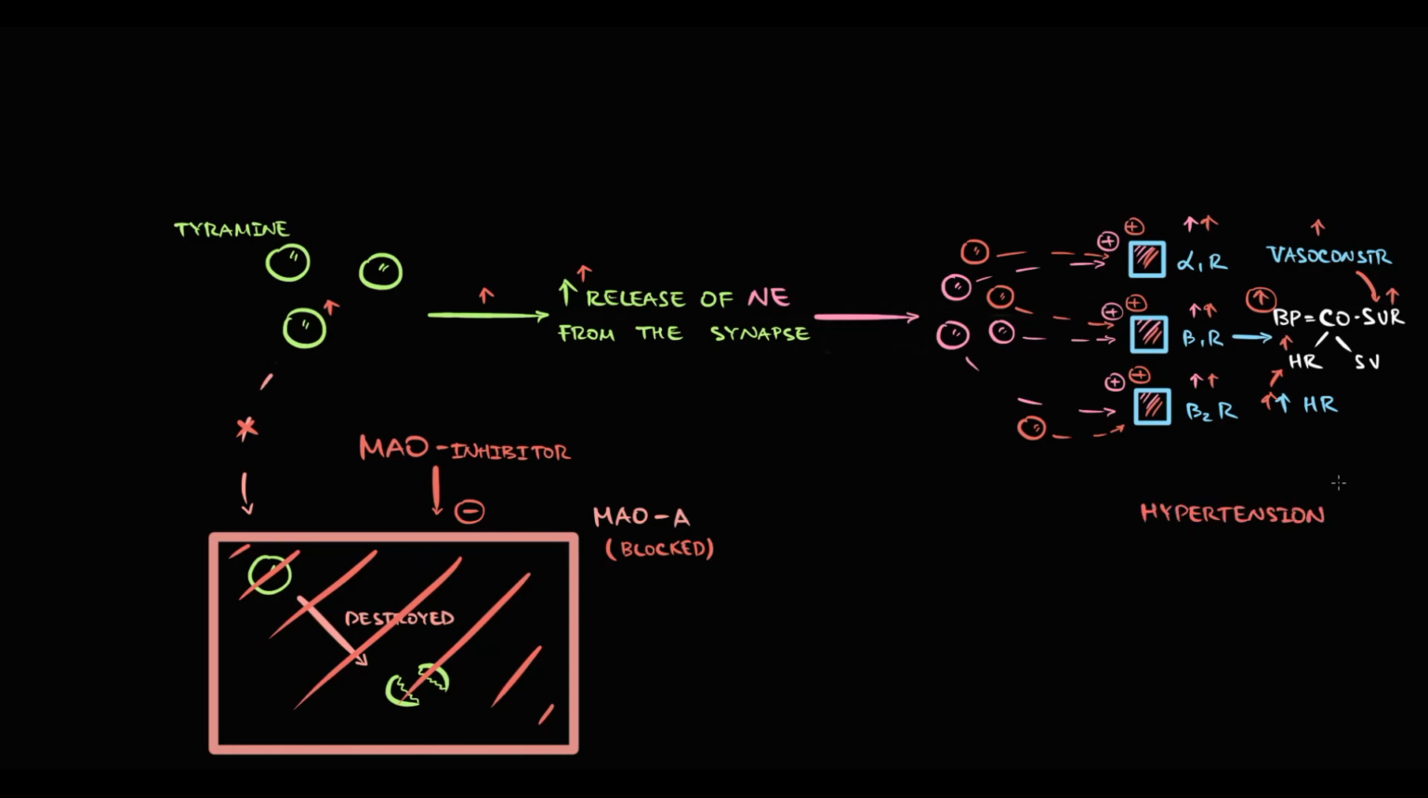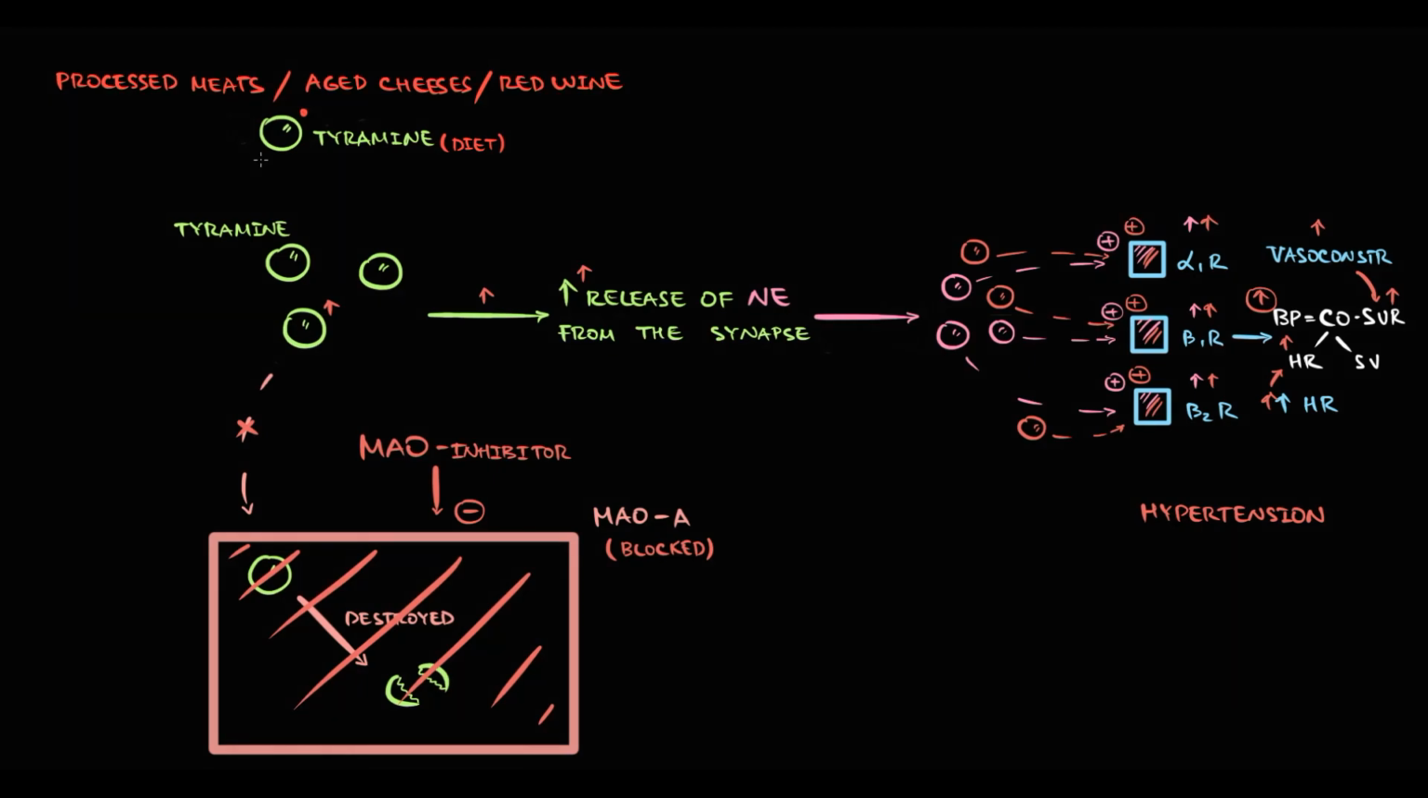But if the patient is a little bit posh, and he decided, in addition to this, to eat some processed meats, aged cheese or red wine, now it becomes interesting, because all these products contain a great amount of tyramine. So now dietary tyramine comes to the organism, so total tyramine level becomes even higher.